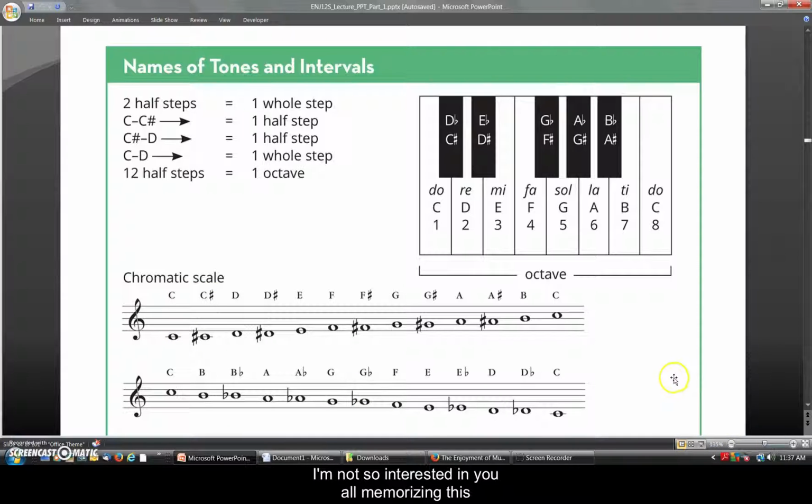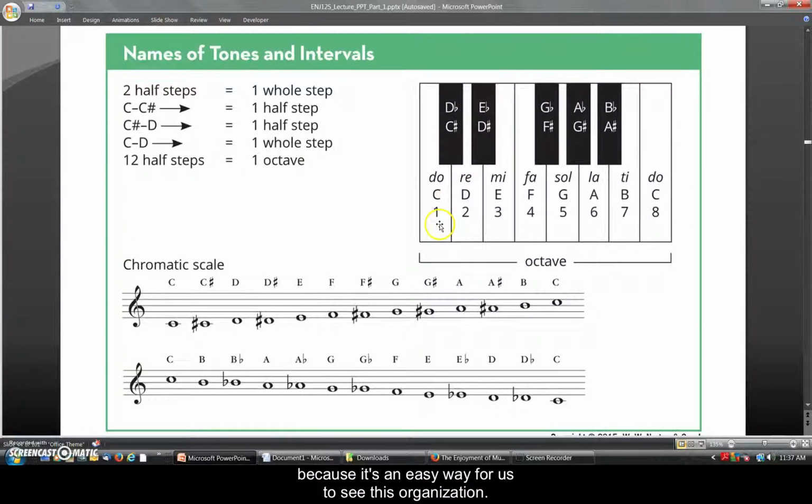I'm not so interested in you all memorizing this or having an in-depth knowledge of this. Just know that this is basically how music is organized in our Western system. And a lot of it is based upon the piano because it's an easy way for us to see this organization. The larger structure here is something called a key, where we revolve around a home unit or one particular note. Like if I were in the key of C, this is my home pitch, and this is kind of where I would always want to come back to at different phrases or different cadences within music.